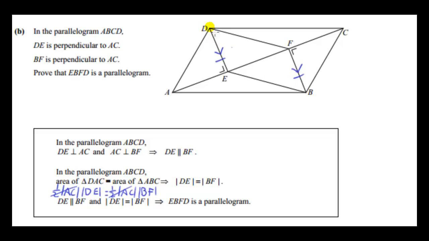So how do we prove that DEBF is a parallelogram? How do we prove that the remaining two sides are parallel and equal in length? Well, we just use the result of the previous part. We saw that if we have a quadrilateral where two sides are parallel and equal in length, then the quadrilateral is a parallelogram. So we just invoke the previous theorem. So this must be parallel to this, and these two lines have the same length.